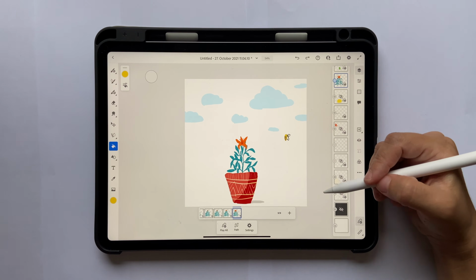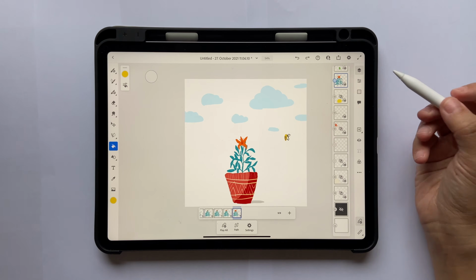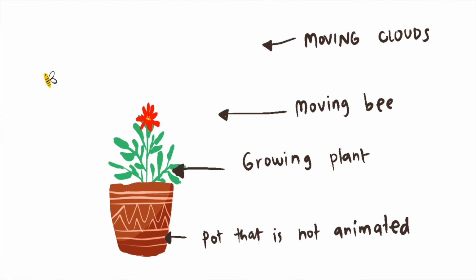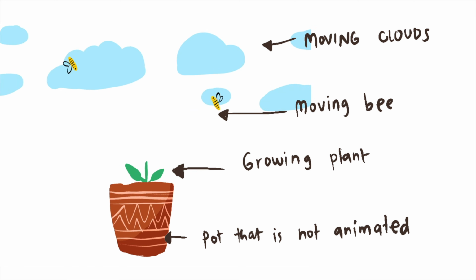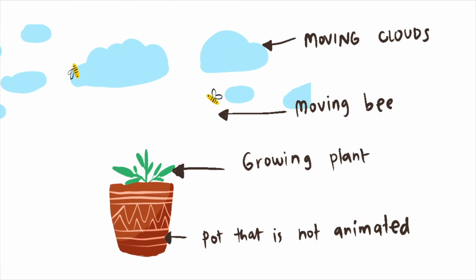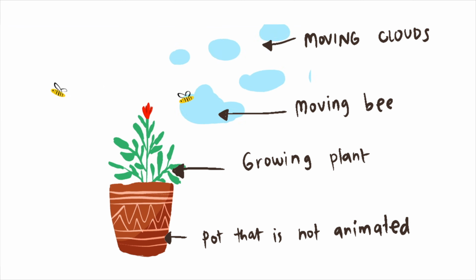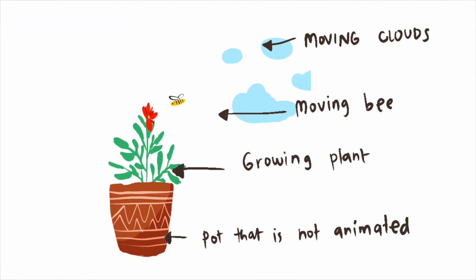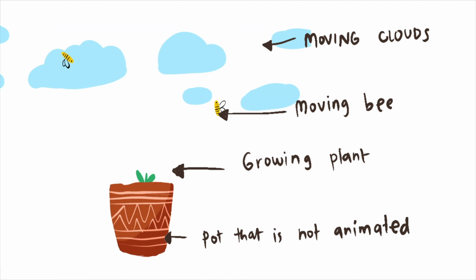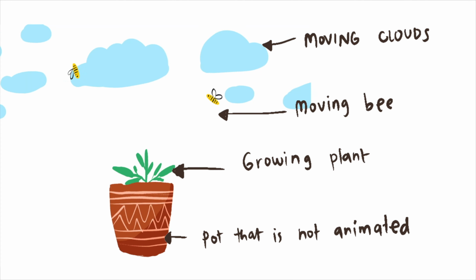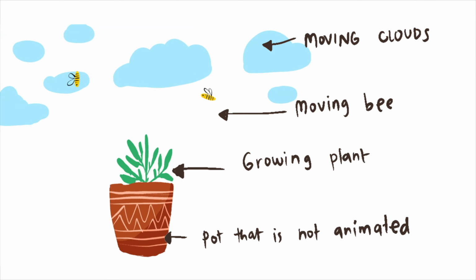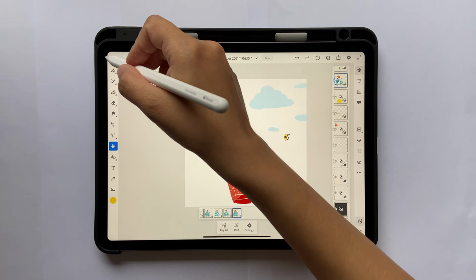I'm going to break down this illustration into a few different parts. One, we have these moving clouds. Two, we have this bee which actually moves in a path, and also it has its wings flapping. Three, this plant grows and then flowers, and this fourth one is this pot which is stagnant throughout the artwork, that is, it does not change or there's no animation on it. So let's go ahead and do that.